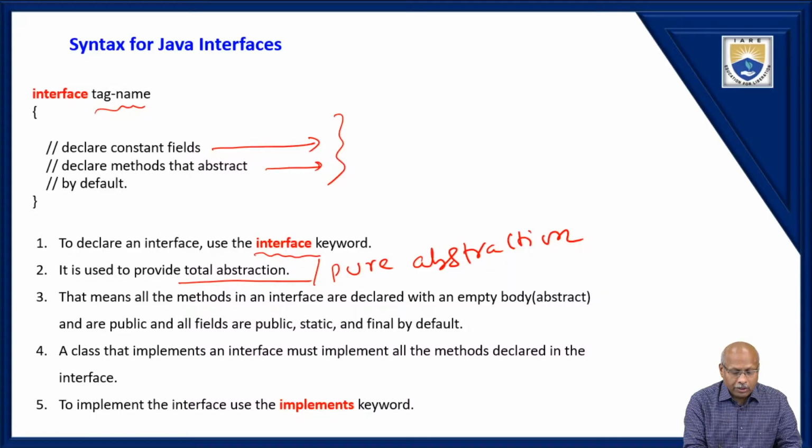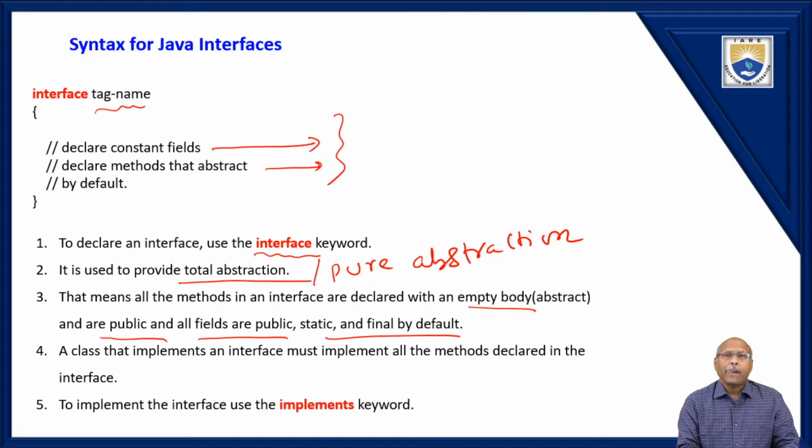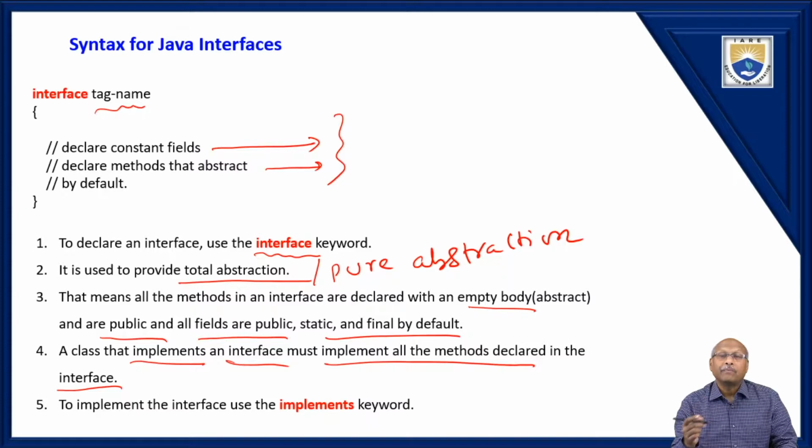This means that all the methods in an interface declared with an empty body are abstract, and fields are public, static and final. So generally, an interface is useful to keep abstract methods and finals. A class that implements the interface must implement all the methods declared in the interface. So whatever methods you write in an interface must and should be implemented in a class.